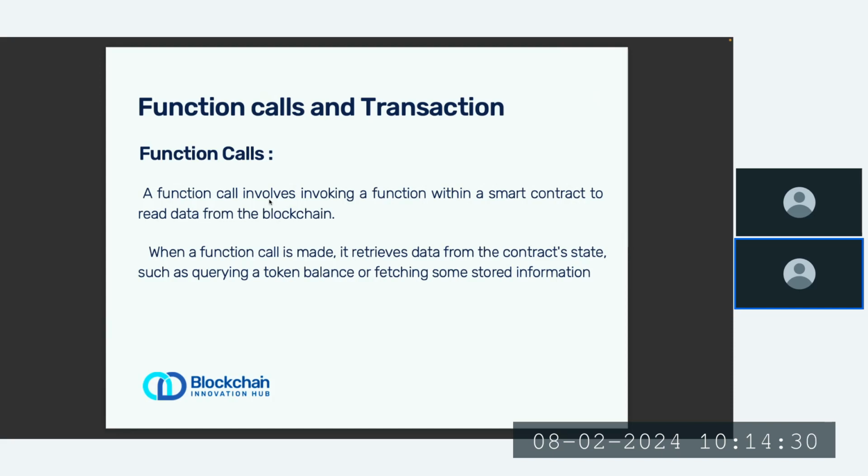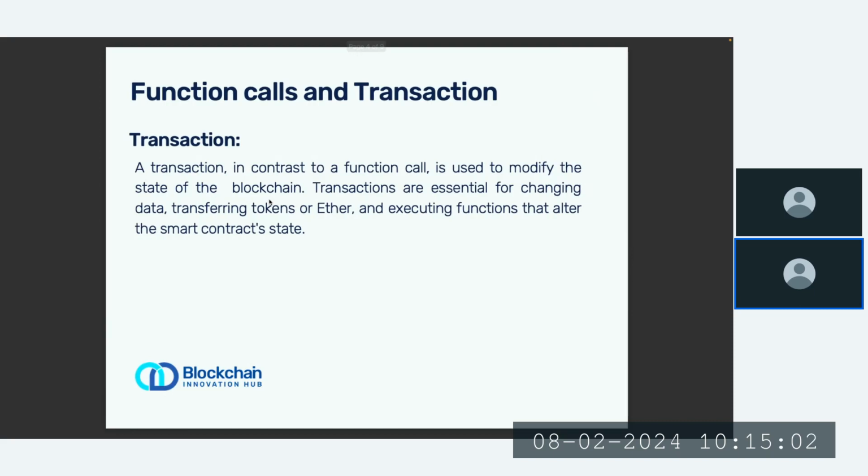At this point, we know and understand that there are pure functions and there are view functions. Depending on the function type, they all retrieve data from the contract state. And making use of a function call, we can read data from the blockchain in Ethers.js. Now we also have transactions.